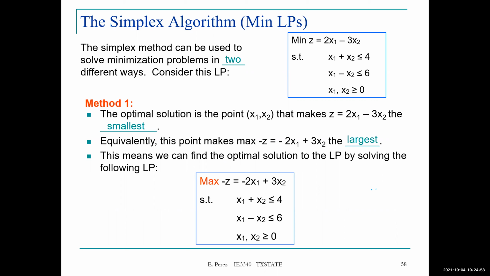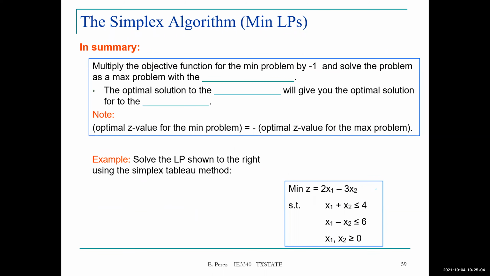I would not prefer that. Okay, I prefer method 2. I think this is a little confusing. So let's look at the summary. Multiply the objective function of the minimization problem by minus 1 and solve the problem as a maximization problem with the objective function minus z. The optimal solution to the maximization problem will give you the optimal solution for the minimization problem.